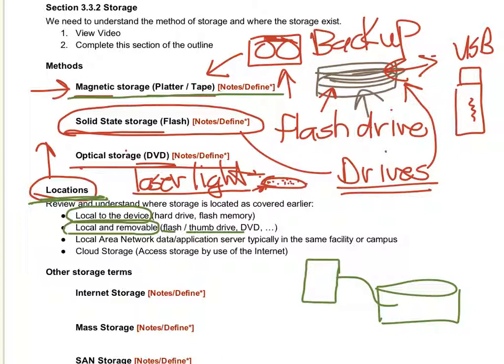Or it could sit on a local area network. So from your device, you would go to a network computer that has some type of storage. Could be any of the three. You get it? Could be any of the three.